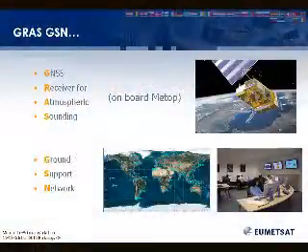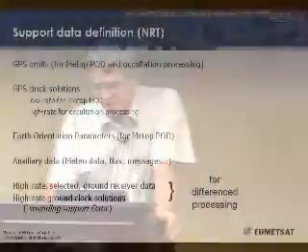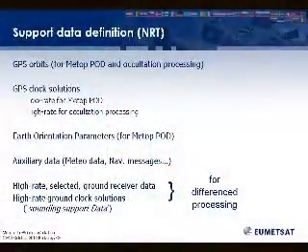So now I come to the GRAS support network, which is basically the real content of the talk. This GRAS support network was put in place because we have a need to get very precise orbits of both the GPS satellites and the MetOp satellite.